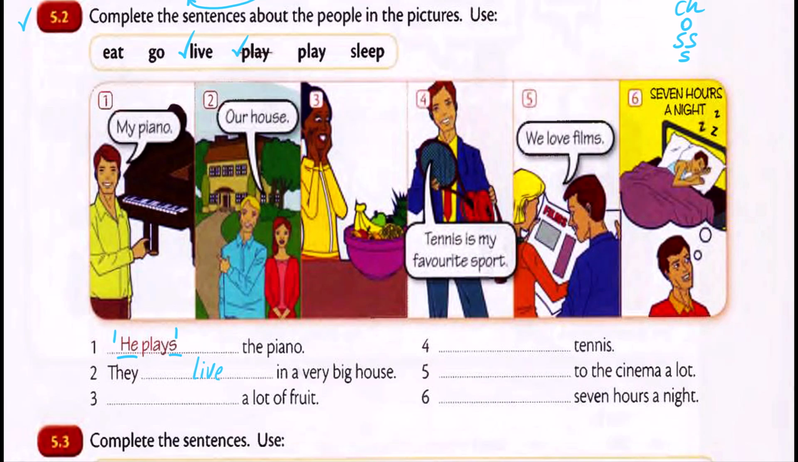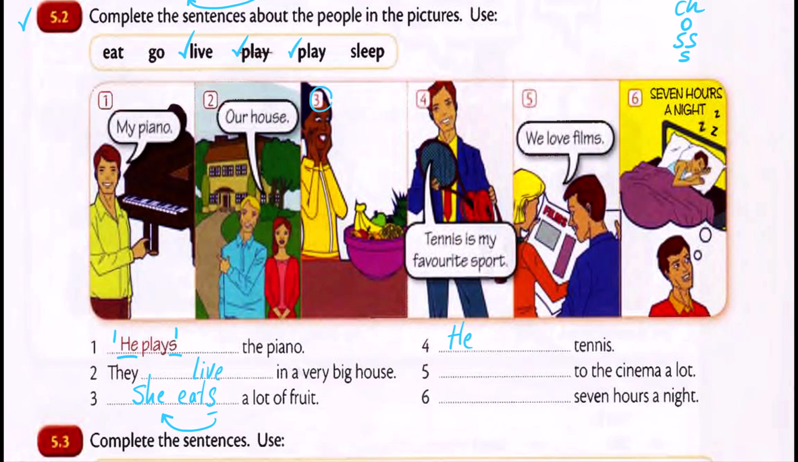A lot of fruit. Number 3, it is a she. She eats a lot of fruit. Why s? Because the subject is one single person. We have again here number 4, one single person. He, and it is the matter of play again.